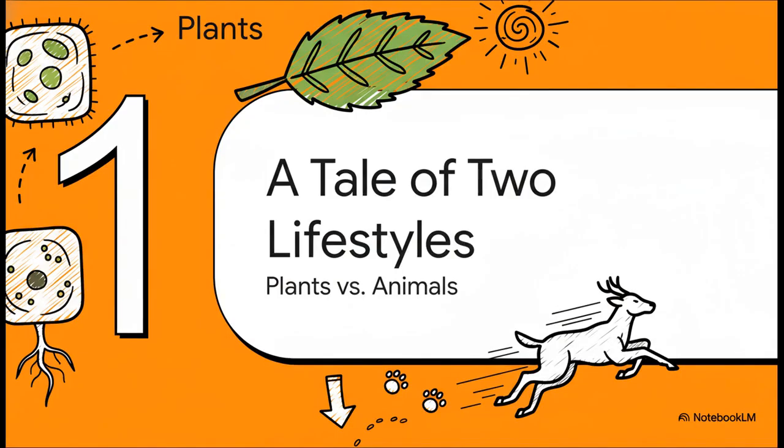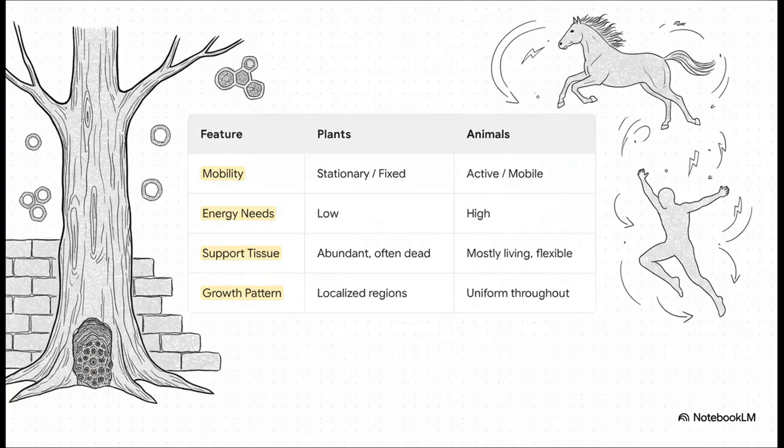So this brings up a really cool question. When you look at plants and animals, are they built from the same basic set of tissues, just arranged differently, or is something more fundamental going on? The answer is pretty fascinating. When you lay it out like this, everything just clicks.